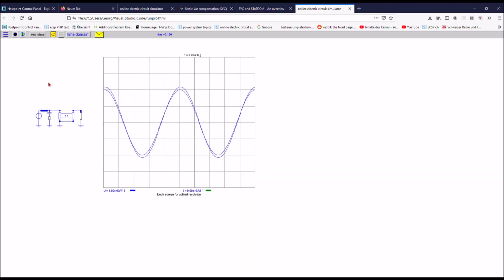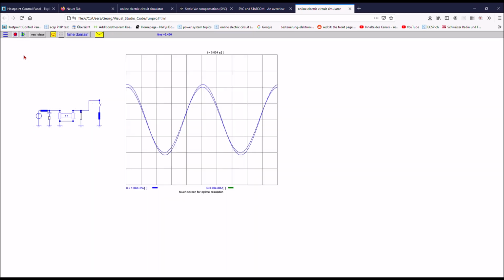If I run a simulation of this simple case, you can see that if the load is very low, so the resistance is very high at the load side, the voltage at the load side is higher than the voltage at the source side, so the voltage is too high. And if I now increase the load, that means I decrease the resistance, you can see that the voltage is now too low.